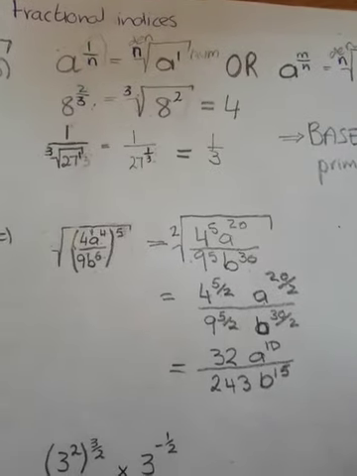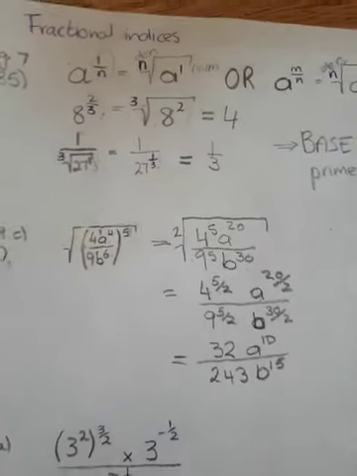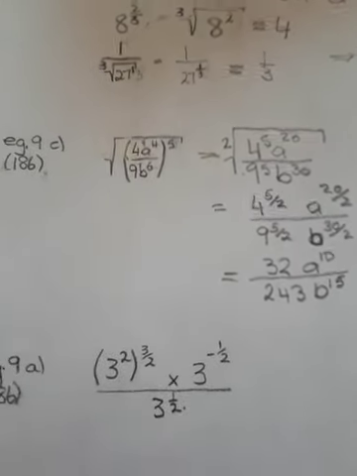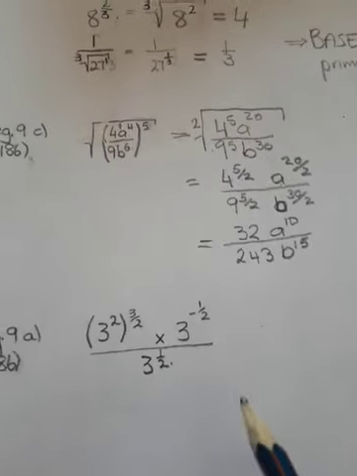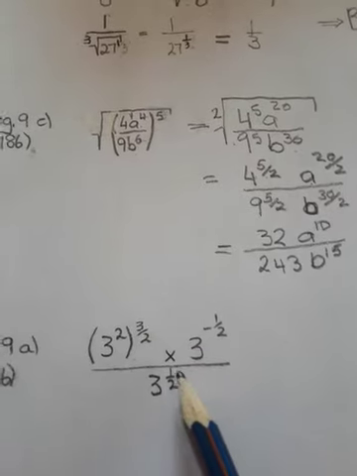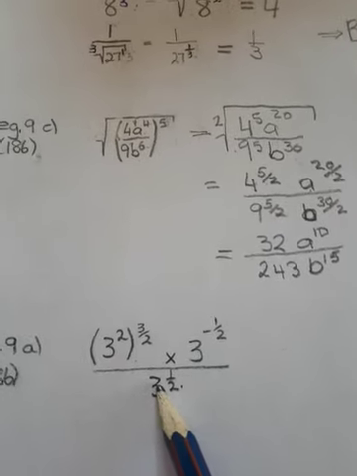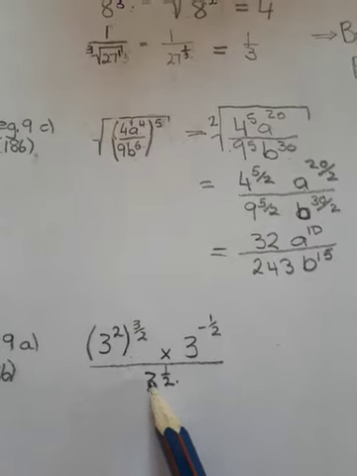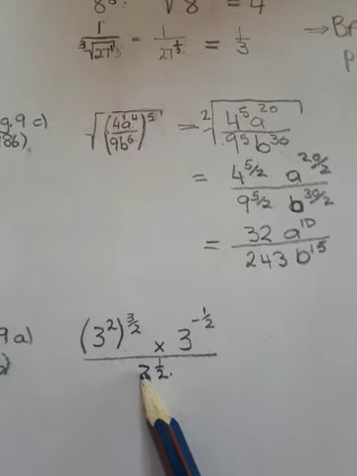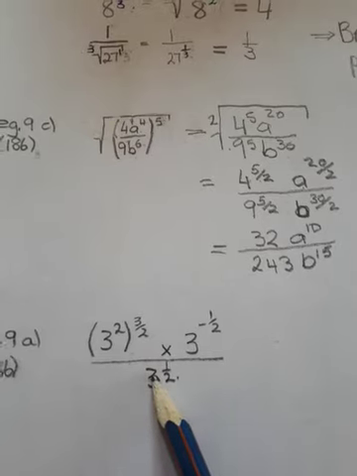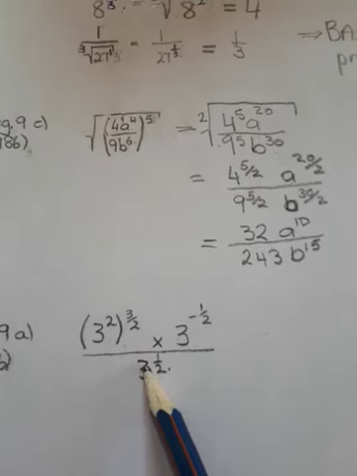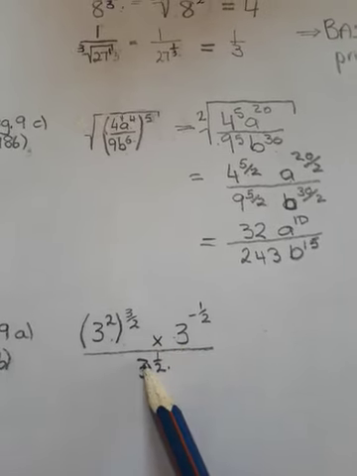Alright, that is quite simple and easy. I want to show you just another example, and if you look at that, we have all the bases 3. If that was not the case, you would actually rewrite your numbers into prime factors, because remember, we can apply the indices laws only to the same base.